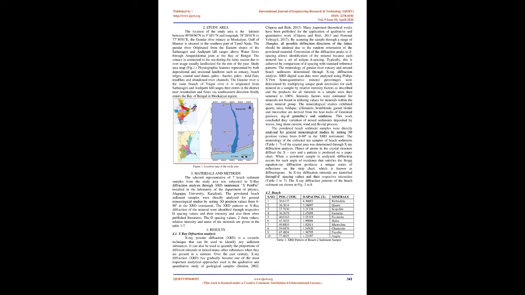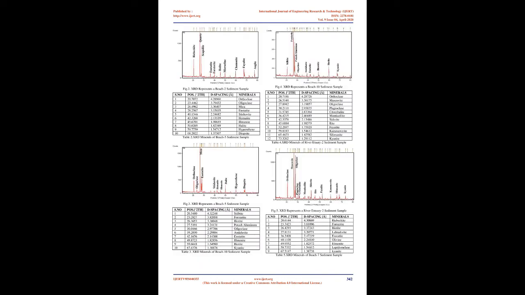In this study, an attempt has been made to analyze the beach sediment characteristics along with XRD analysis of Gundar River estuary sediments and Mookaiyur River sediments, Ramanathapuram coast, Tamil Nadu. 2. Study area. The location of the study area is the latitude between 09°08′ N to 9°10′ N and longitude 78°28′ E to 77°30′ E. The Gundar River estuary at Mookaiyur, Gulf of Mannar is situated in the southern part of Tamil Nadu.